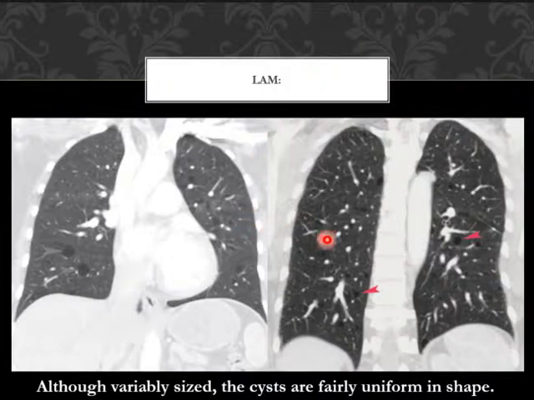Another case of lymphangioleiomyomatosis, thin wall cysts. They are evenly distributed from center to the periphery. Although in the case of lymphangioleiomyomatosis the cysts are of different size, they are uniform in shape. They are round, but of different size.